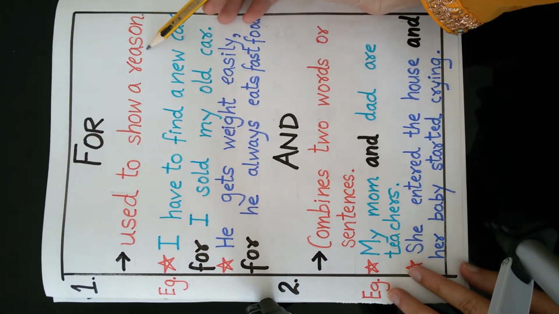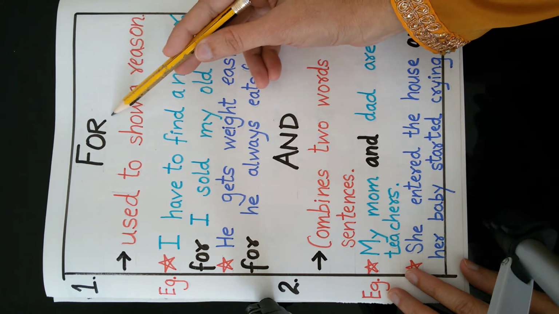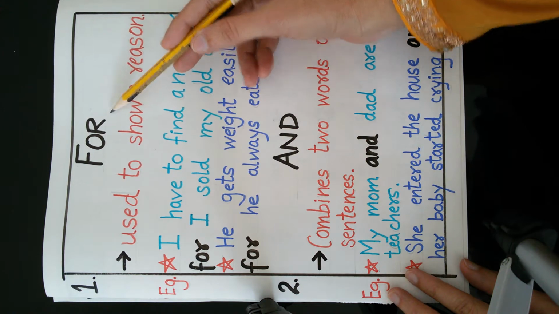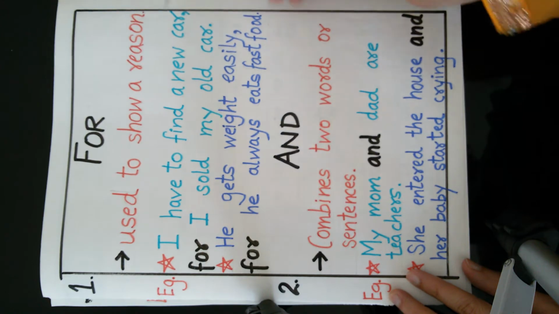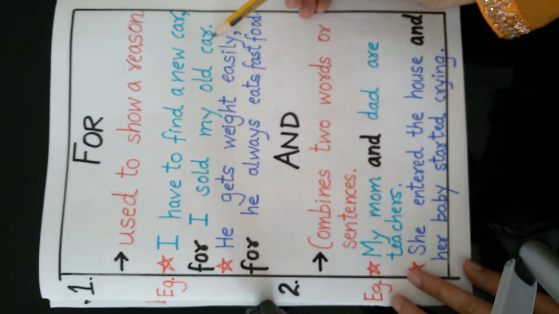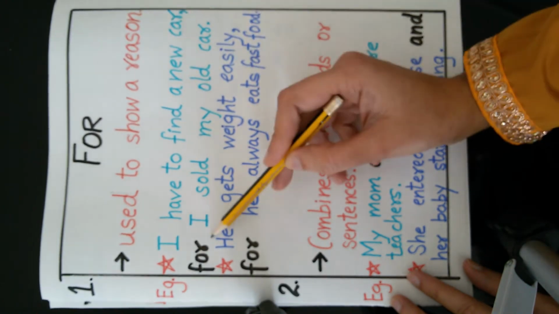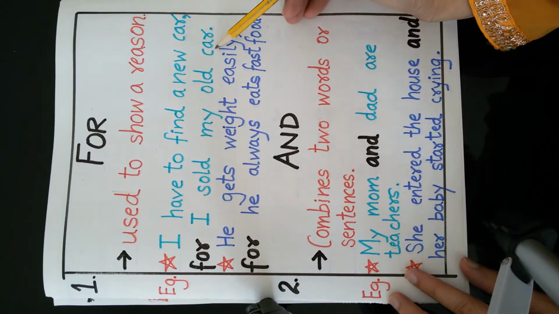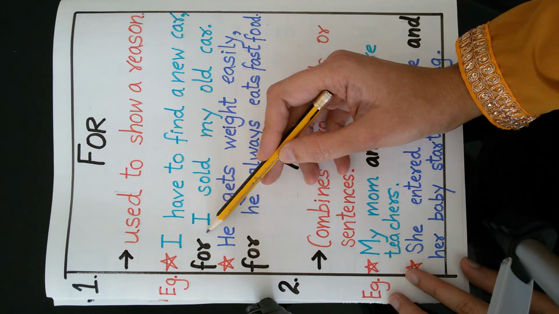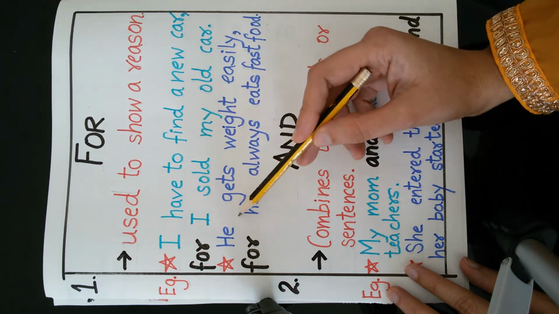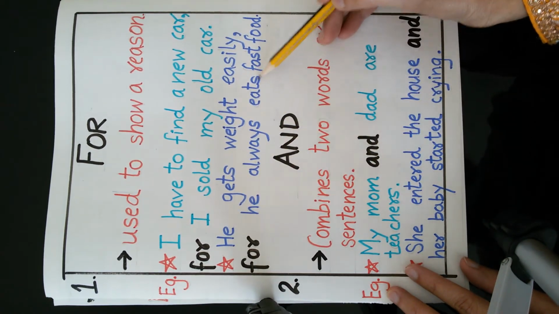For is used to show a reason. We use the word for in place of because. For example, I have to find a new car, for I sold my old car. I have to find a new car because I sold my old car. So here, for is used in place of the word because. He gains weight easily, for he always eats fast food.